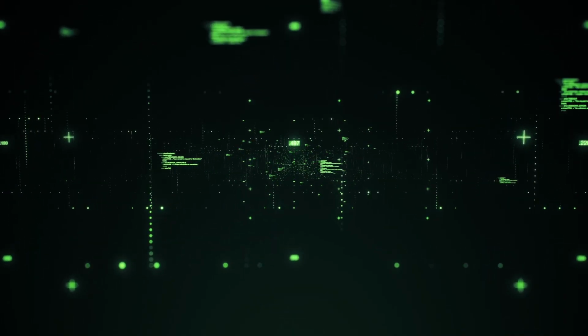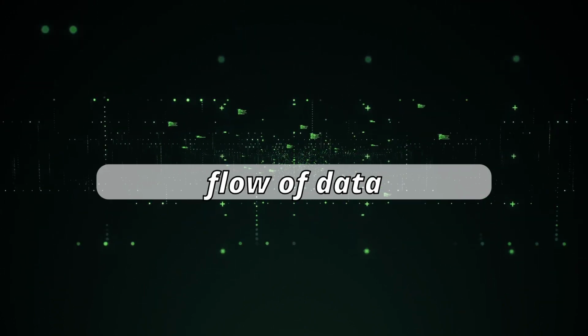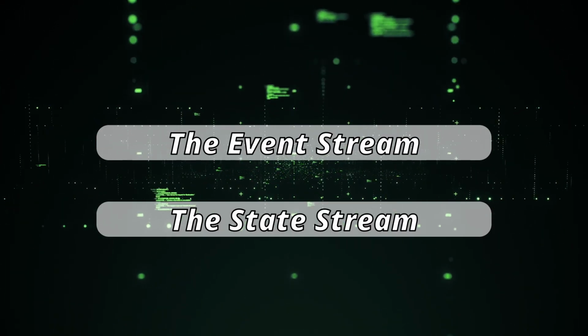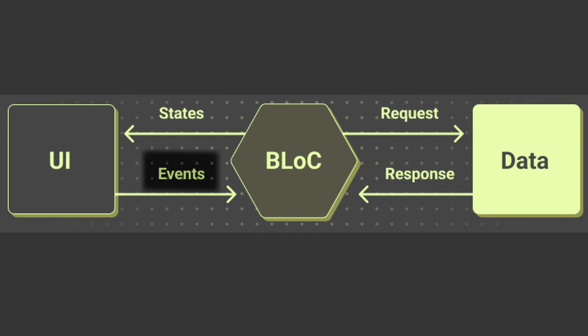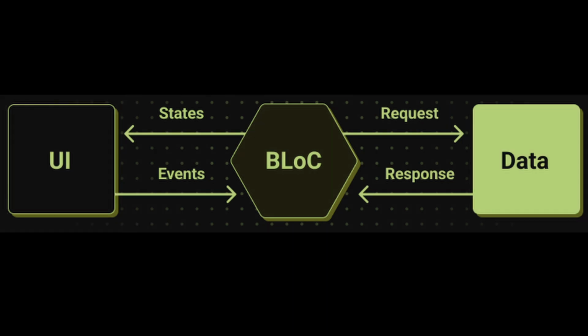The BLoC pattern is based on streams in Dart, where a stream is a continuous flow of data. There are two different streams that we need to concern ourselves with: the event stream and the state stream. Events can be added to the event stream to then be handled by the BLoC handler functions, and states can be added to the state stream for the UI to react to. You can envision a front-end app as a continuous flow of events and states. An event could be a physical action like a button press, or it could be something that gets triggered when a new page loads.